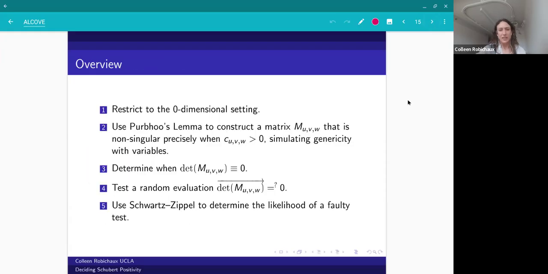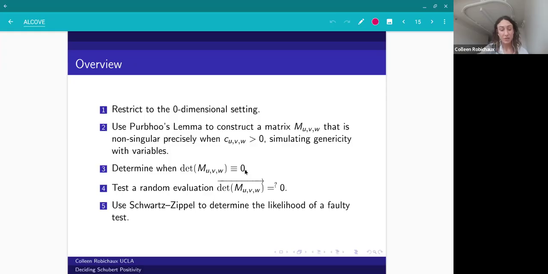And so what we do is we first just restrict to the setting in which we could possibly find anything in the intersection, any points in the intersection. So we just restrict to those u, v, and w's that will actually intersect in a zero-dimensional way. Second, we use Perbous's lemma to construct a matrix that's going to have a non-zero determinant precisely when this coefficient is positive. Right, so we're going to construct a matrix that's going to be non-singular exactly when that sum of vector spaces is actually a direct sum.